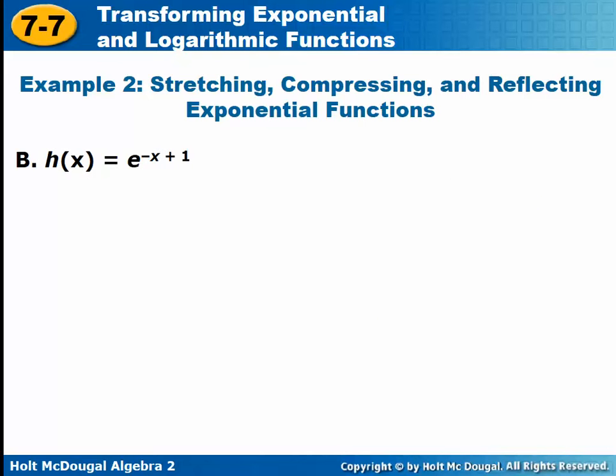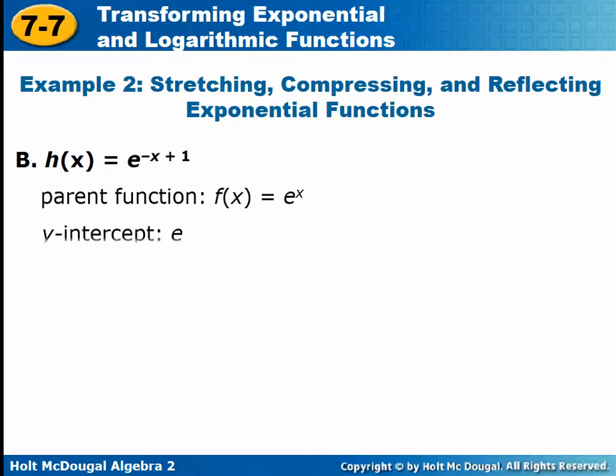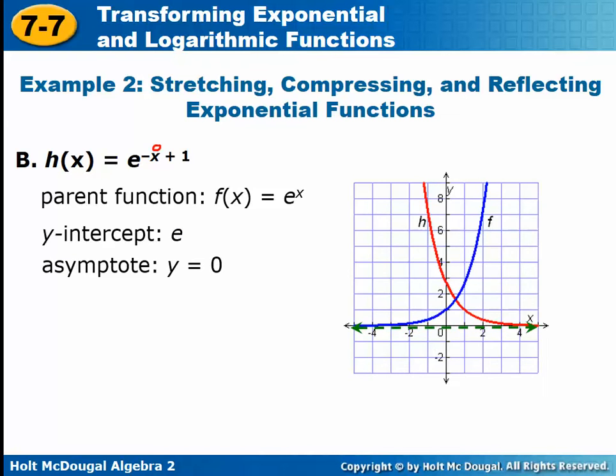Here's another example with e. You can use e in your exponential functions. It's that special number that we talked about in a previous lesson. If you plug 0 in here, that's your y-intercept. You would have negative 0 plus 1, so that's just e to the 1, which is e. The parent function would just be e to the x. And then the asymptote, which is clear to see if you look at the graph, h of x, that's the red line, approaches 0, y equals 0, that's your asymptote. f of x, the parent function, is also graphed, that's the purple line.